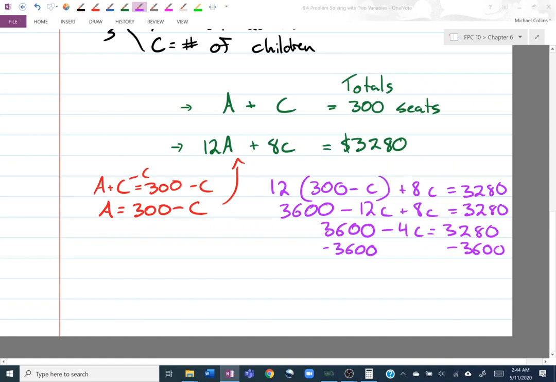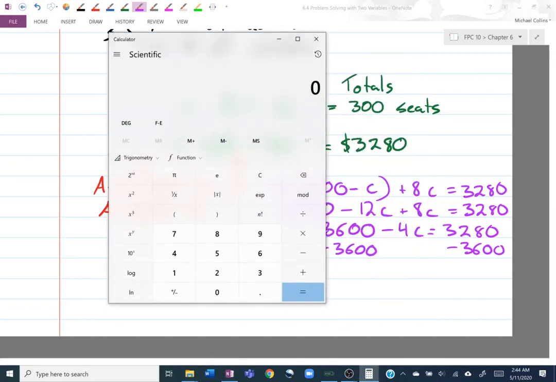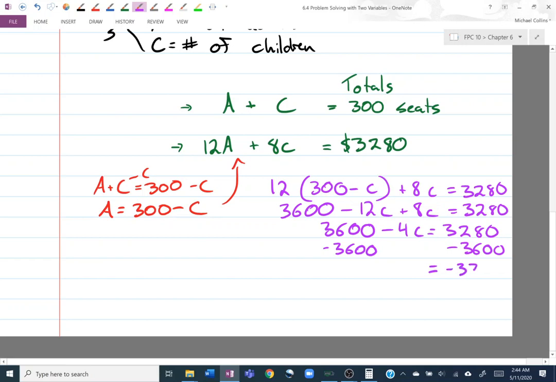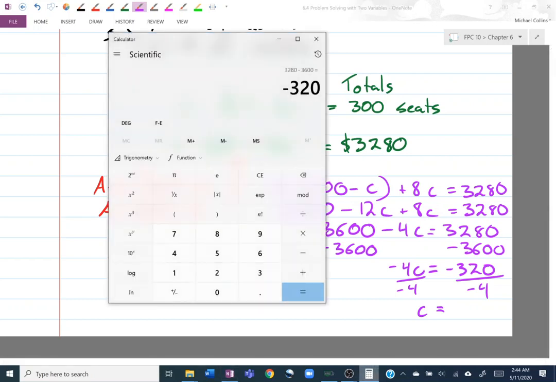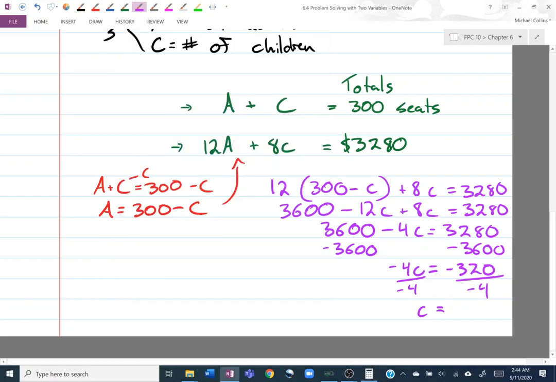I don't know what that is off the top of my head, so I can pull out my handy calculator here and plug it in. 3,280 minus 3,600, and that's going to be equal to negative 320. And on my left-hand side, I have a negative 4C. I could divide both sides by negative 4. Again, I don't know what that is off the top of my head, so negative 320 divided by negative 4 is equal to 80.